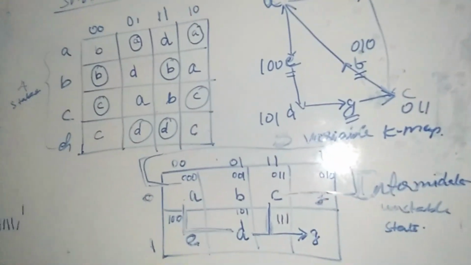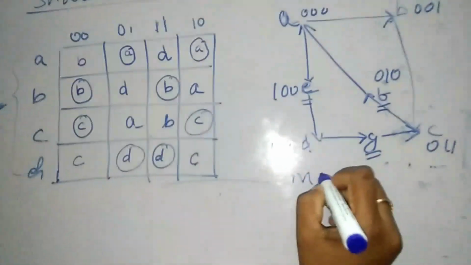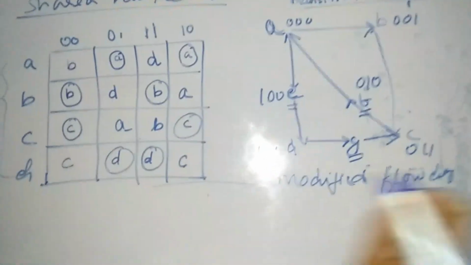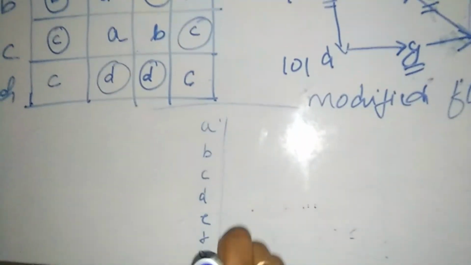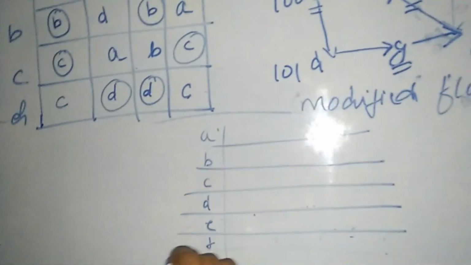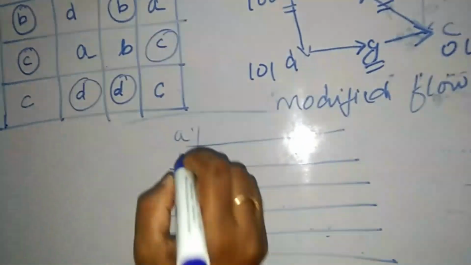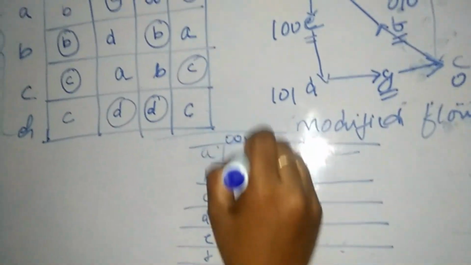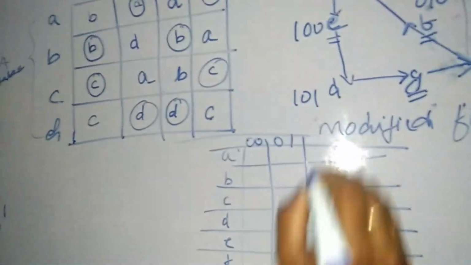I'll draw the modified flow diagram for you all. After the transition diagram, we have to draw the modified flow diagram. Here you have to mention all the states A, B, C, D, E, F, G, inclusive of the intermediate states. Let me write these states for you. Our inputs are 0, 0, 0, 1, the next input is 1, 1, and the last input is 1, 0.